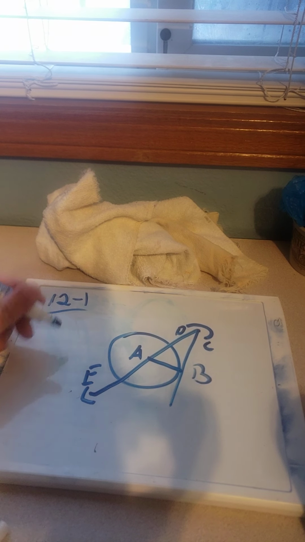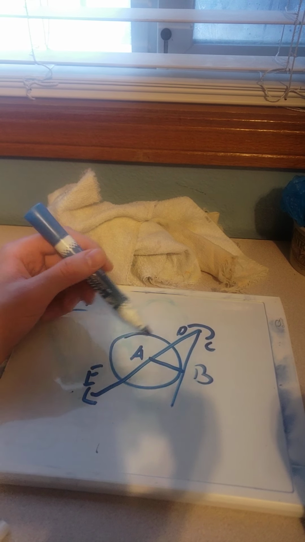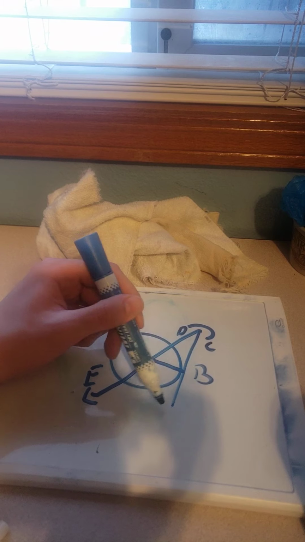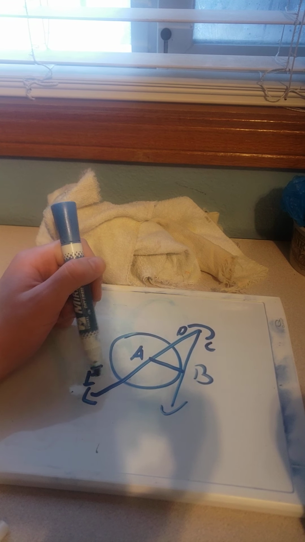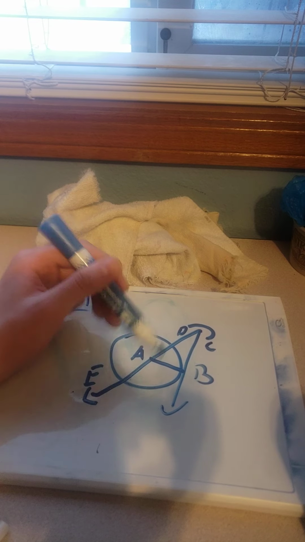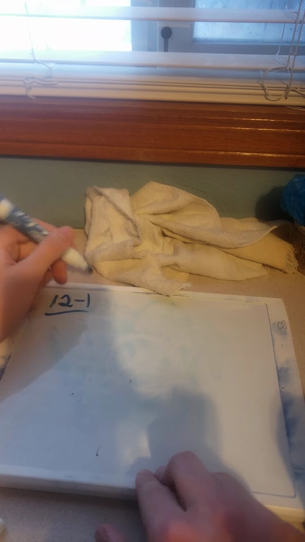The chord is going to be DE, D to E. The secant is also going to be DE. The tangent is going to be BC. And then the diameter is going to be DE. And then we have 3 radii: EA, AD, and AB. So that's 12.1. Moving on to 12.2.